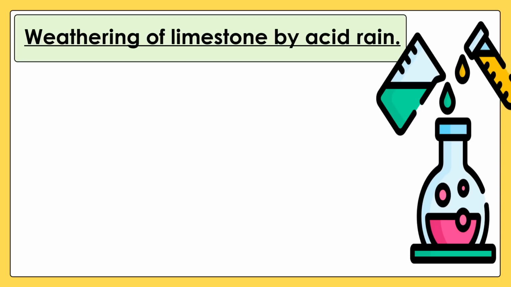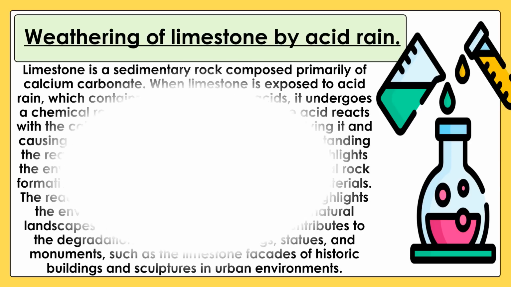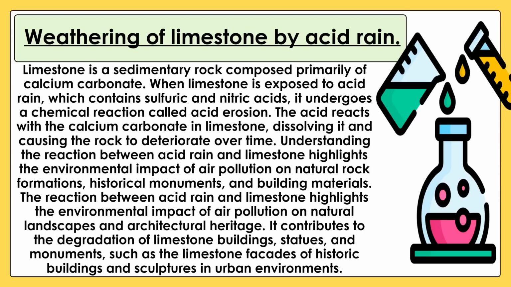Weathering of limestone by acid rain. Limestone is a sedimentary rock composed primarily of calcium carbonate. When limestone is exposed to acid rain, which contains sulfuric and nitric acids, it undergoes a chemical reaction called acid erosion. The acid reacts with the calcium carbonate in limestone, dissolving it and causing the rock to deteriorate over time.